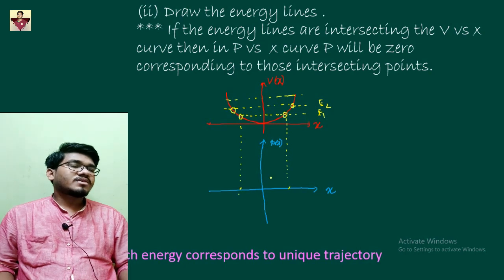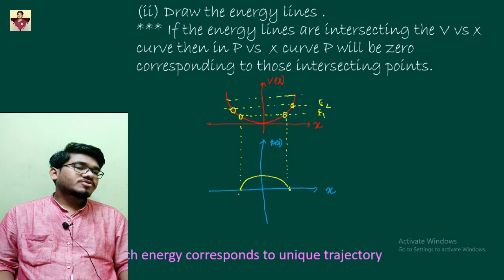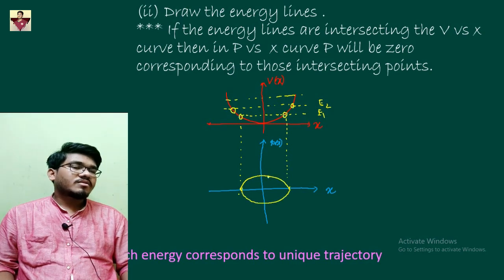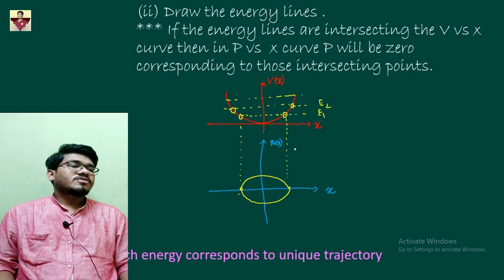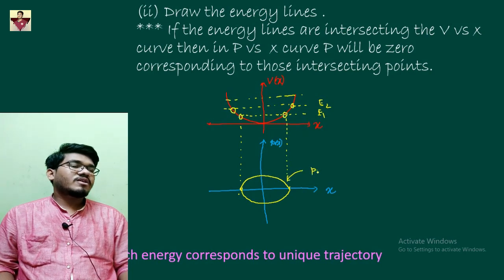So this P versus x curve will be elliptic, since V is of the nature of x square by 2, so the phase space curve will be elliptic. I will show in detail how it is elliptic. So this is a fixed phase space curve. These intersecting points correspond to P equal to 0, so this point, and similarly here P equal to 0. For the E2 energy line, the intersecting points will be something around here and here, and then the curve will be like this.